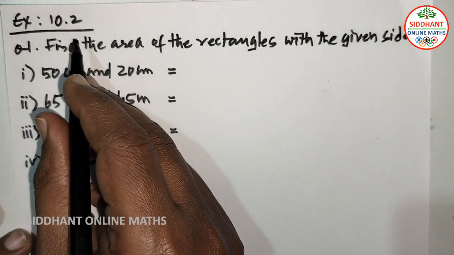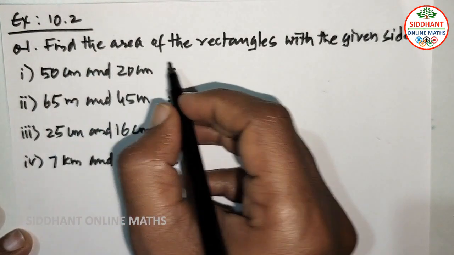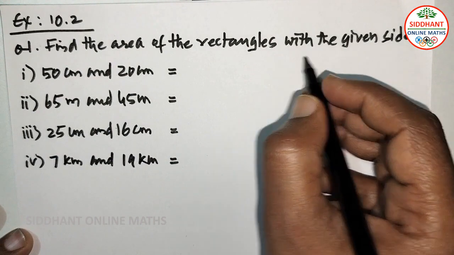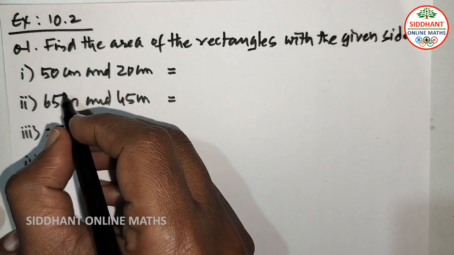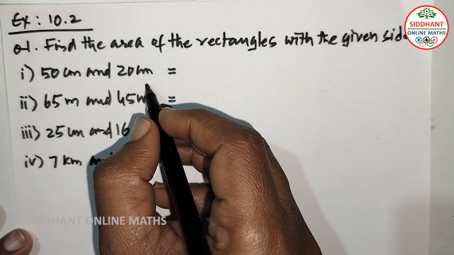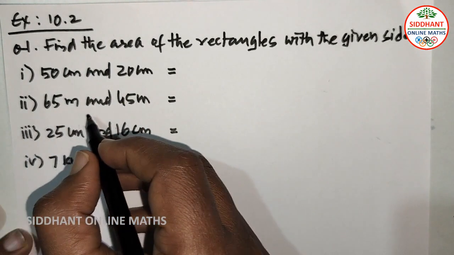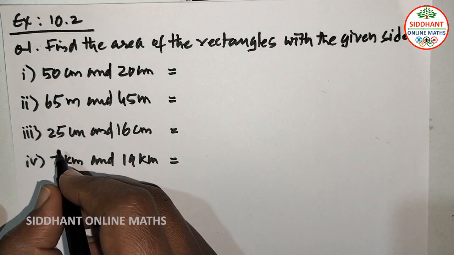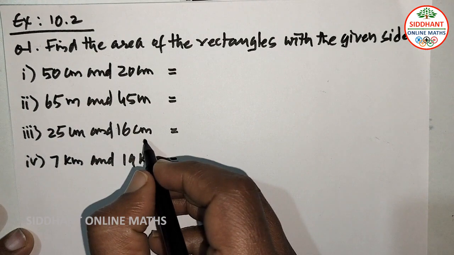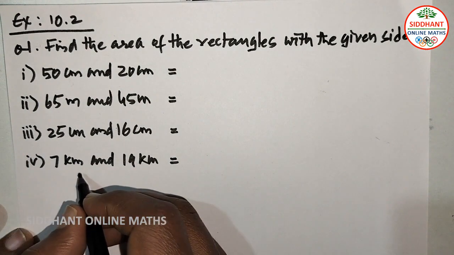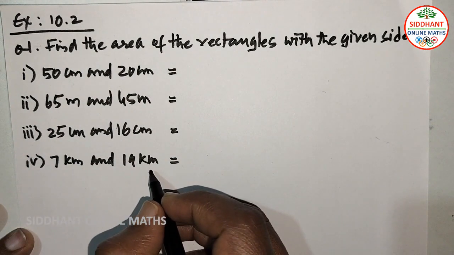Exercise 10.2, question number 1. Find the area of the rectangles with the given sides. 50 centimeters and 20 centimeters. Second is 65 meters and 45 meters. Third one is 25 centimeters and 16 centimeters. Fourth one is 7 kilometers and 19 kilometers.